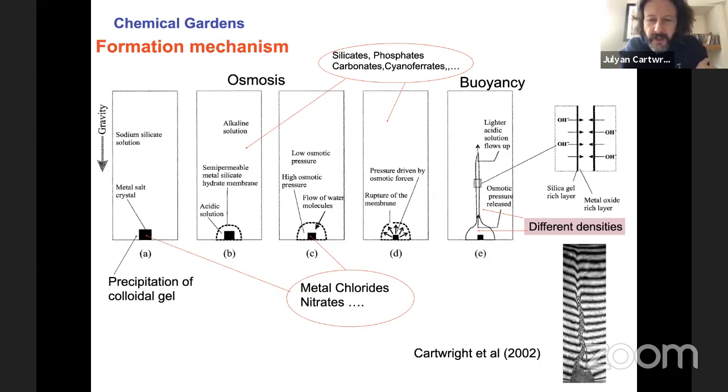So the formation mechanism that's known for these chemical garden systems is the following. You see on the left the classical experiment: you put a metal salt crystal into a solution, which is often of sodium silicate, and then a chemical reaction occurs. In the chemical reaction, the acidic solution of the metal salt crystal, when it dissolves, reacts with the alkaline solution of the silicate and produces a solid, a precipitate, which is a silicate hydrate solid.